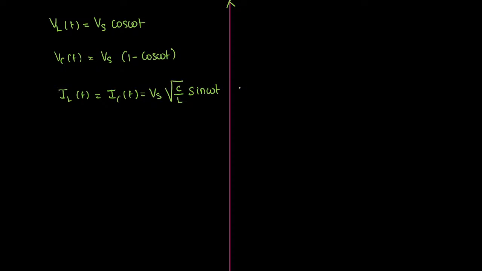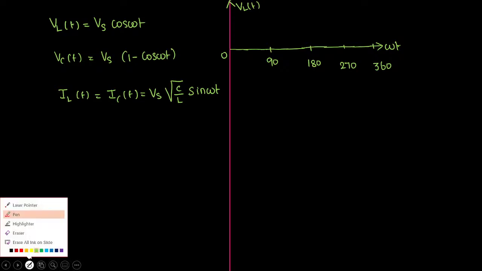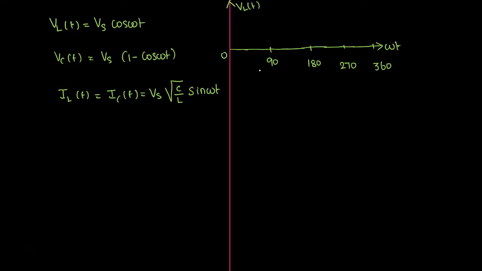Now let me draw this waveform for the inductor. So first I have to draw a straight line for that. Let us take omega t versus VL of t. Let me mark 0 degree, then 90, then 180, then 270, then up to 360. This much is sufficient for us. Now let us explore. If I replace omega t equal to 0 degree first, tell me what is the value.